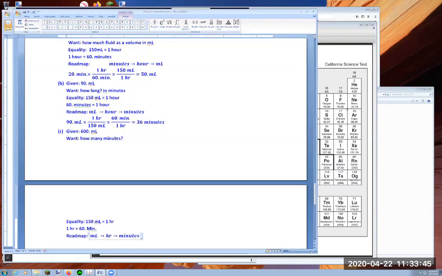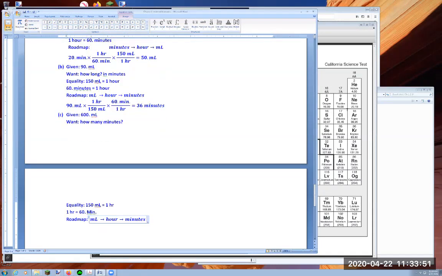Let me write the full thing. So the roadmap shows us that we will need 2 conversion factors. Each arrow here indicates a conversion factor. The first conversion factor will change milliliters to hours, and then the second conversion factor will change hours to minutes.